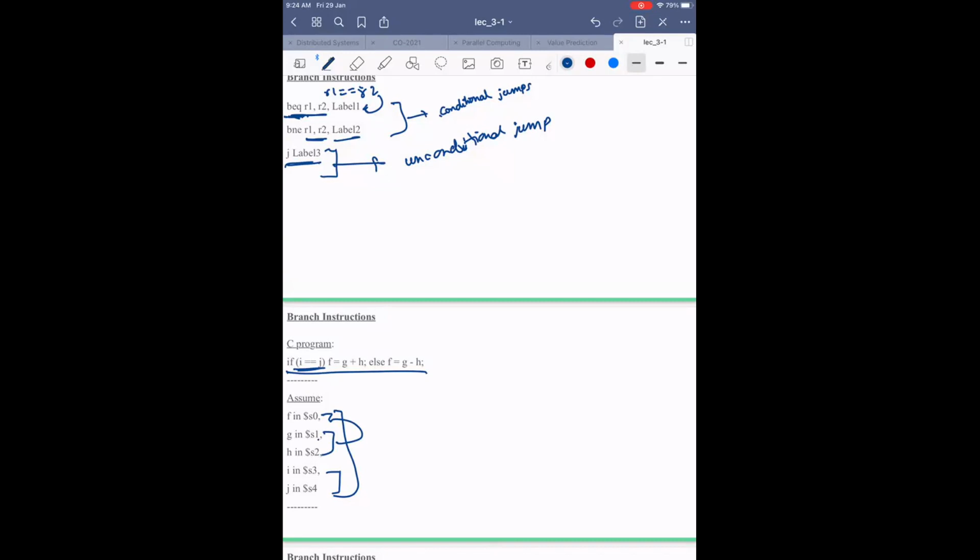So could you please explain the branch instructions again? Like what exactly do they do?